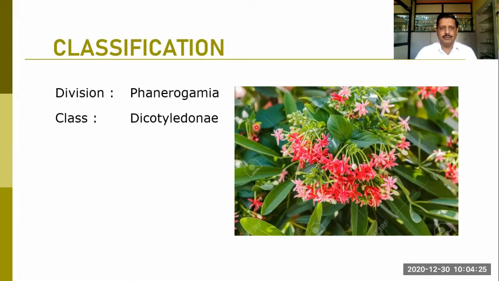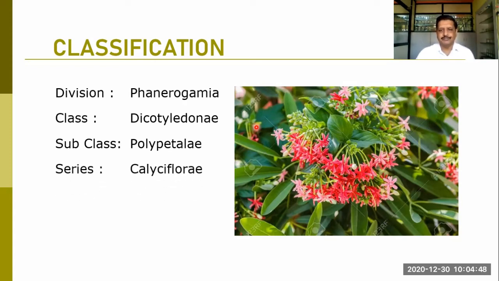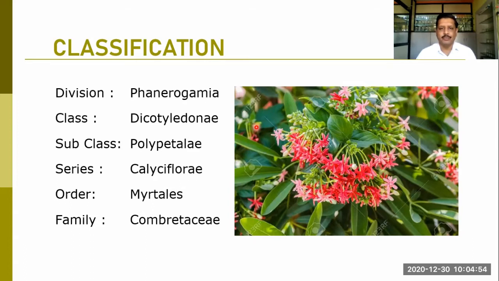Again, this family belongs to Phanerogamia, as the flowers are there, class Dicotyledone, two cotyledons in the seed, subclass Polypetalae, where petals are free in the flowers, Calyciflorae, and order Myrtales, family Combretaceae.